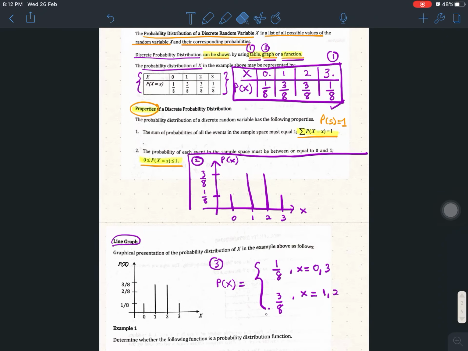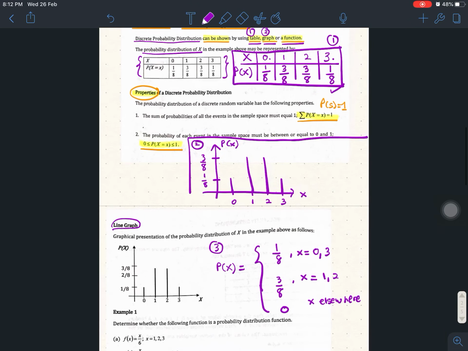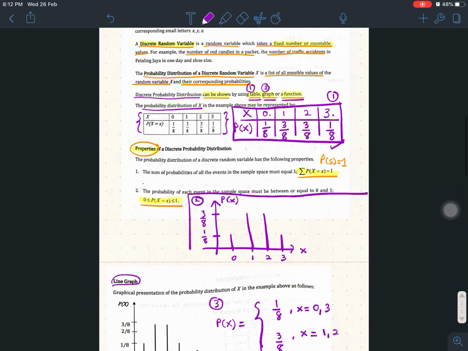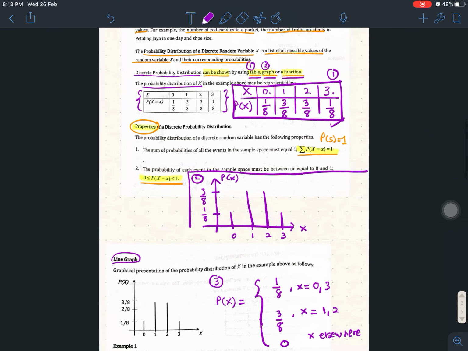You have to add another case for when X is elsewhere. Elsewhere means, for example, X equals 4, 5, 6. In that case, your probability is going to be 0. I hope you understand it. And there are a few questions that you can try later. I will give you your homework.